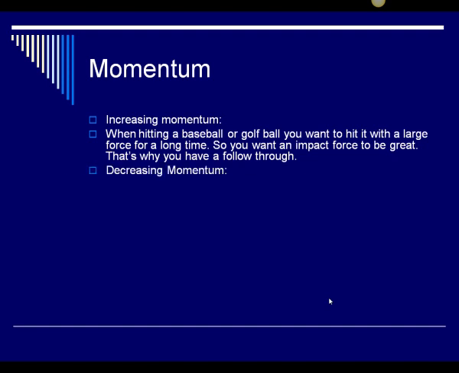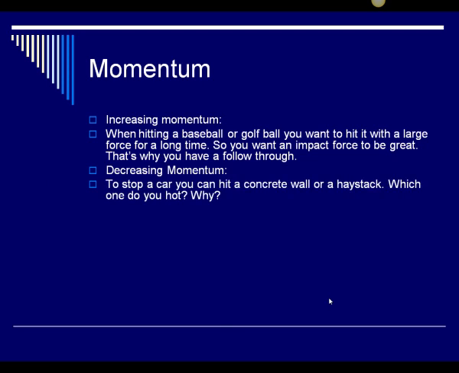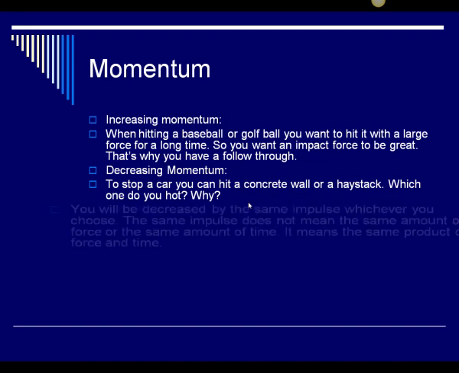To decrease momentum. To stop a car, here's a little scenario for you. To stop a car, you can either hit a concrete wall or a haystack. Which one would you hit? Why would you hit which one? Concrete wall or haystack? I'm probably going to pick the haystack, but I don't know why.